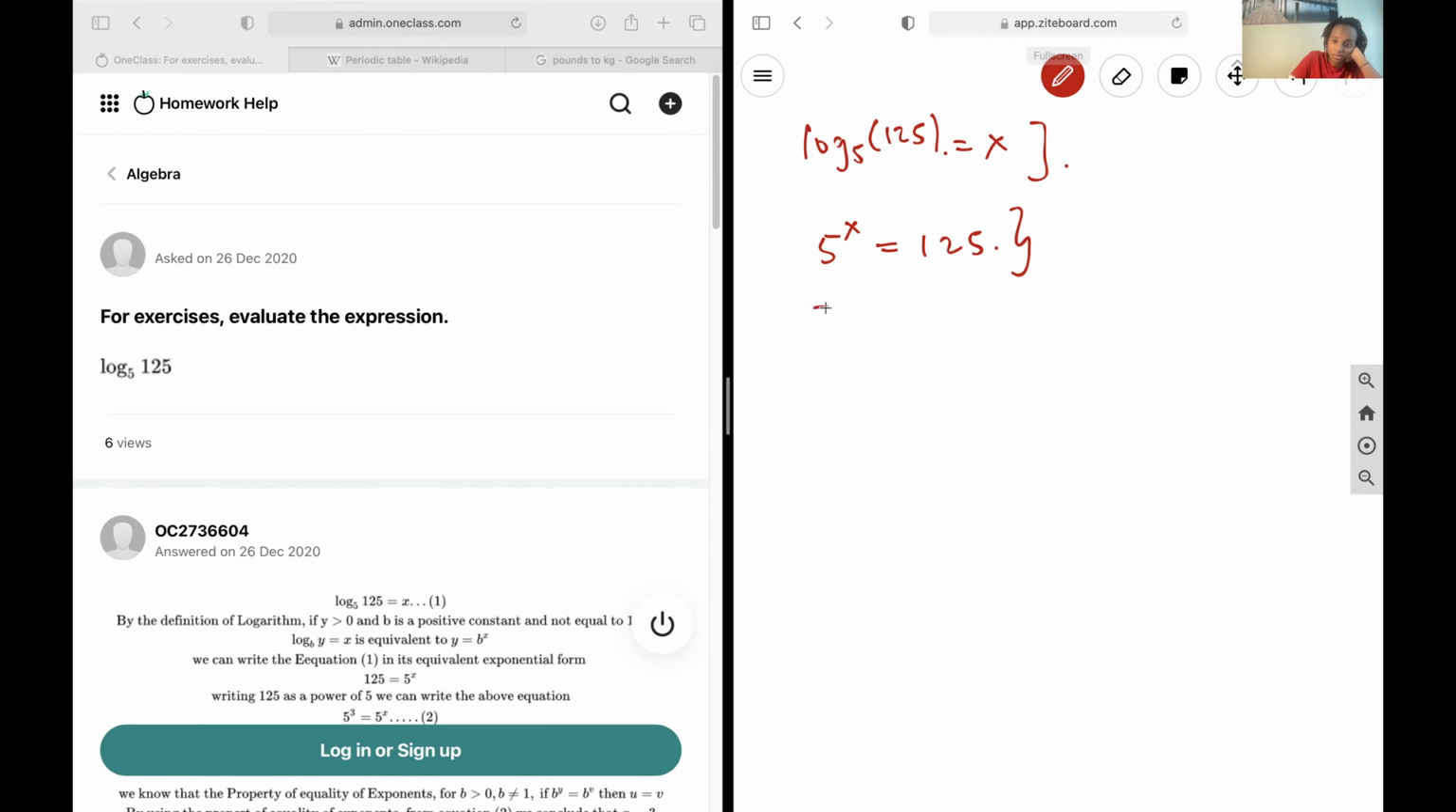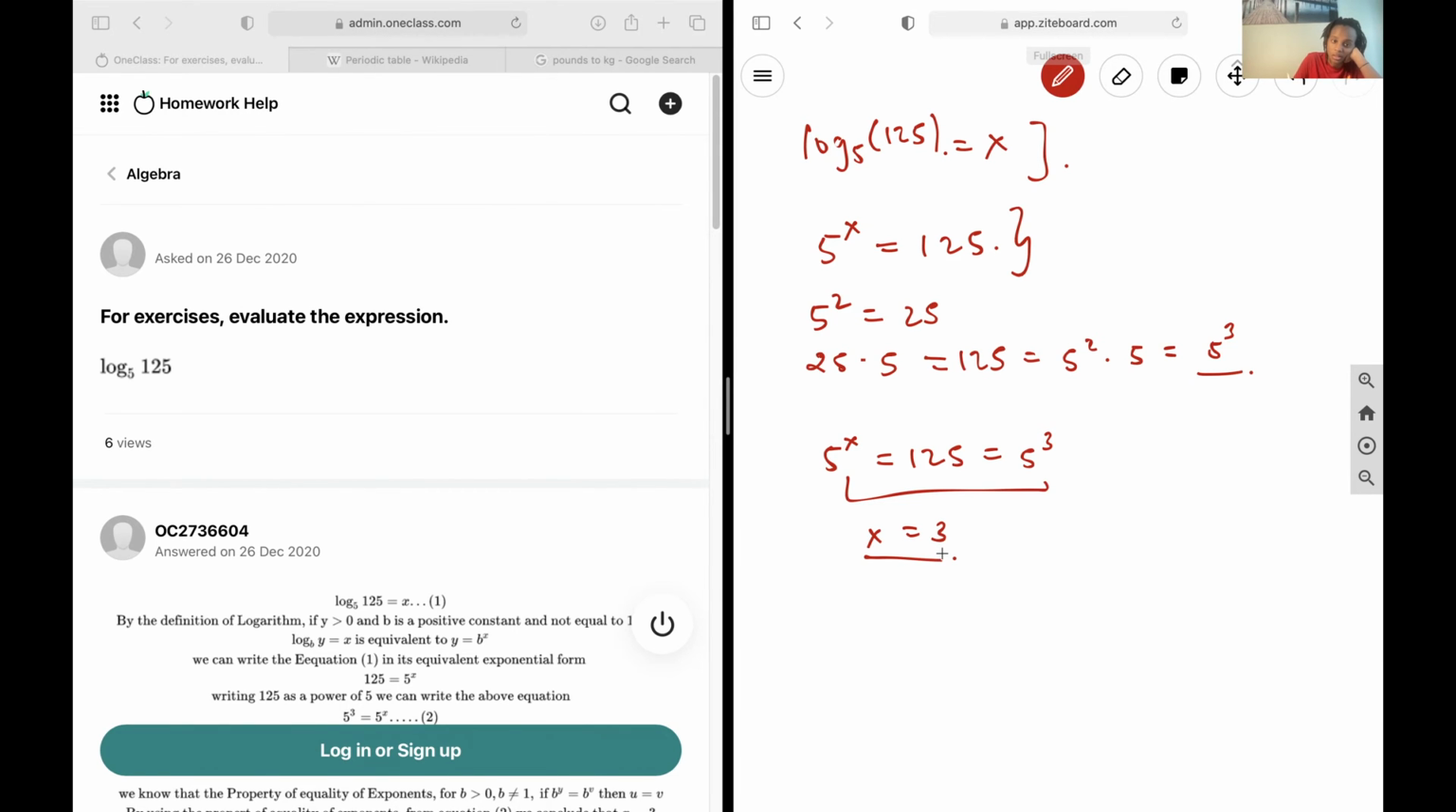We know that 5 squared is equal to 25, and that 25 times 5 is going to give you 125. And so obviously that is going to be 5 squared times 5, and that's going to be 5 cubed. So that means 5 to the power of x is equal to 125, and that is equal to 5 to the power of 3. Obviously these two have the same base, and that means x must be equal to 3. And that's the solution, that log base 5 of 125 is going to give us 3.